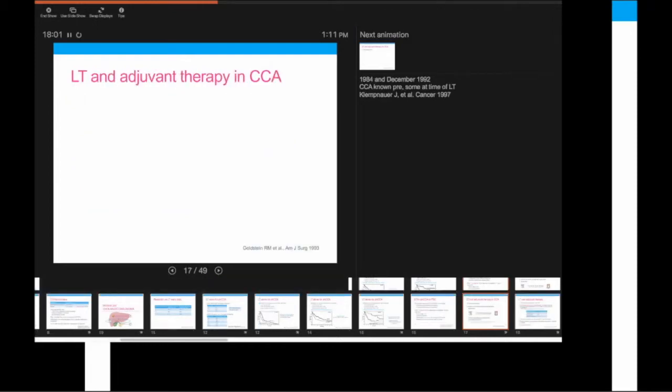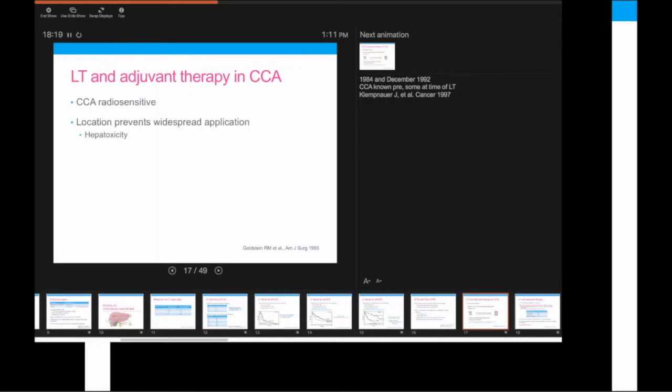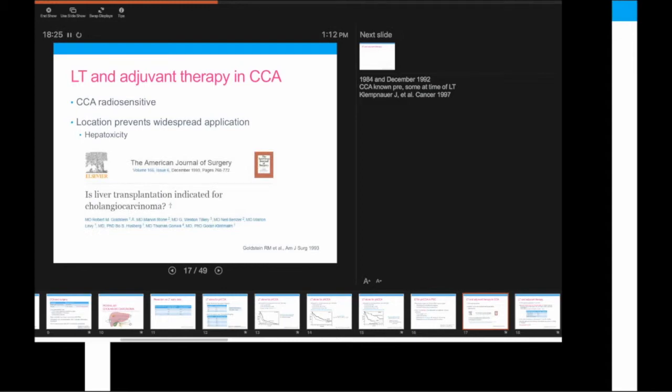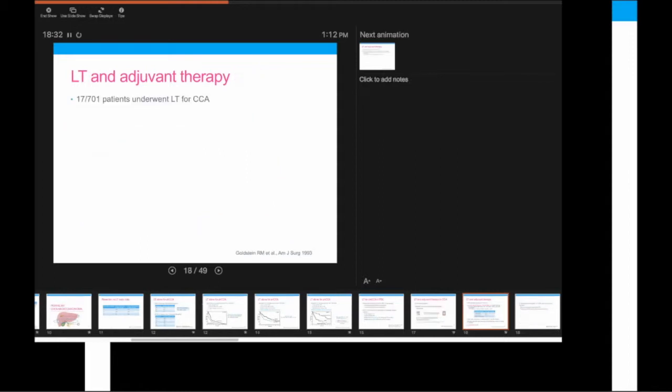So transplant alone for cholangiocarcinoma really was not a great modality to treat these patients. The next thought is, in these patients who underwent transplant and we find them to have bad cholangiocarcinoma, would adjuvant therapy be useful in these patients? Cholangiocarcinoma is a radiosensitive tumor, and unfortunately, the location often prevents widespread application because of risk of hepatotoxicity. So in 1993, Goldstein evaluated whether or not adjuvant therapy would be beneficial in these patients.